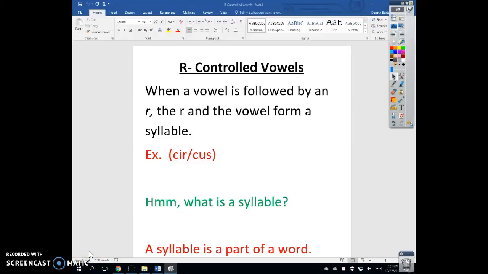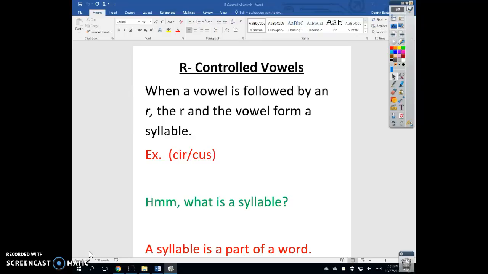Okay, so here's your video for R controlled vowels. I wanted to give you some more support just in case you needed some steps on how you might execute this. I'll start with the beginning and just kind of guide us through, just so you know what you might say in front of your classes.